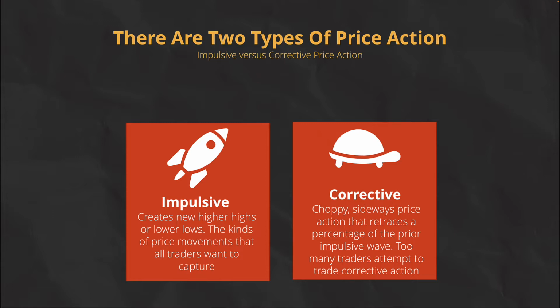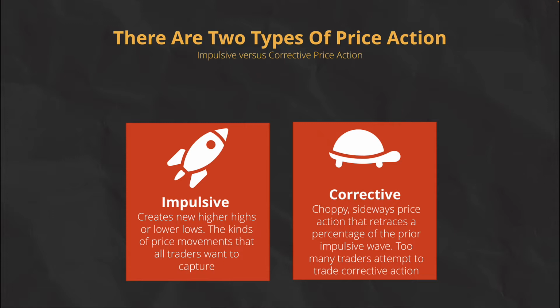On the other side of things, we have corrective price action. It's choppy, it's slow, it's sideways. A key hallmark of corrective price action is that it retraces a percentage of the prior impulsive wave. A market is usually not trending. Most of the time it is in a corrective phase, and so the odds are, when you're looking at a price chart, you're looking at corrective price action.